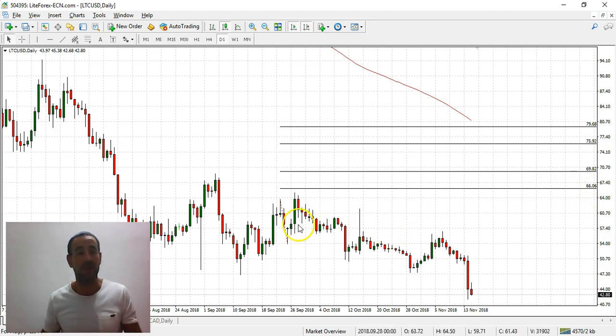This is probably the most important Fibonacci projection level, 1.236, also known as 123.6%. And it is 123.6% of the left shoulder.